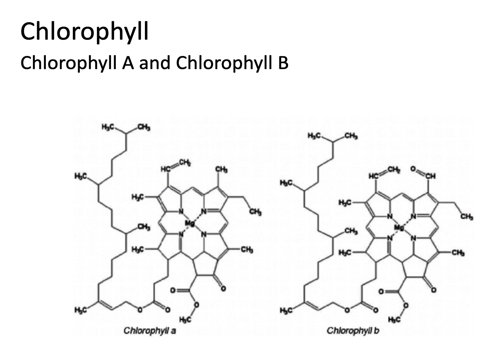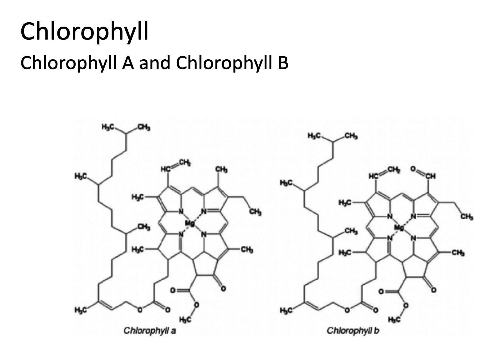So this is just another visual representation of chlorophyll A and chlorophyll B. And you can see, right, it might take you a minute to find where the difference is, but there's the oxygen tacked on there that gives the distinction between chlorophyll A and chlorophyll B.